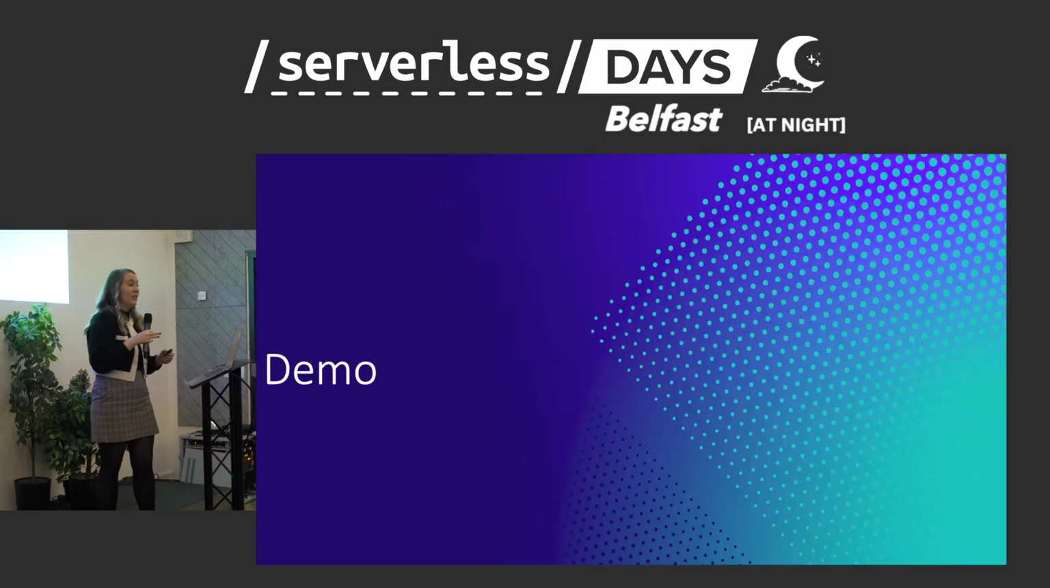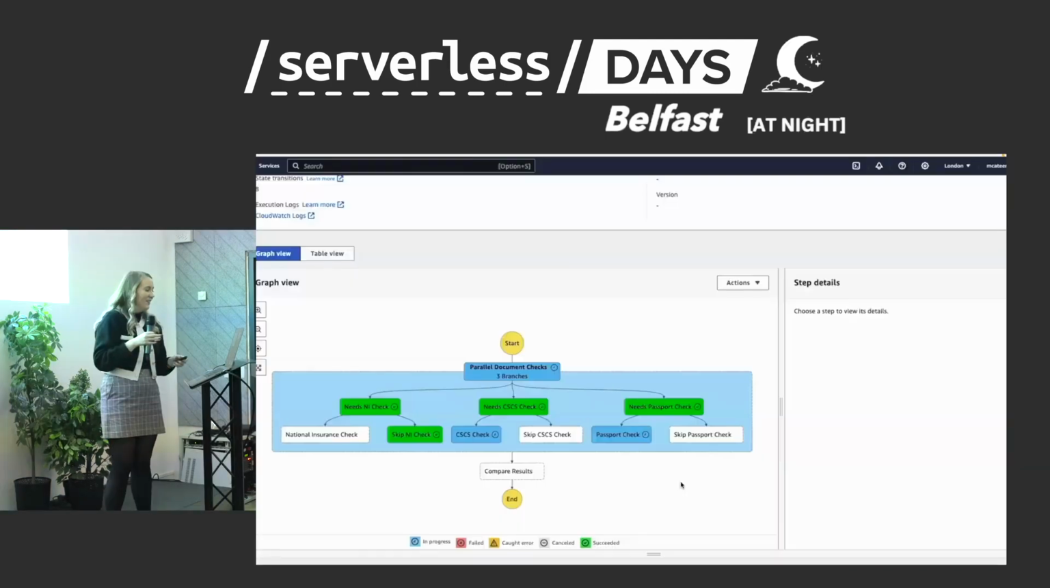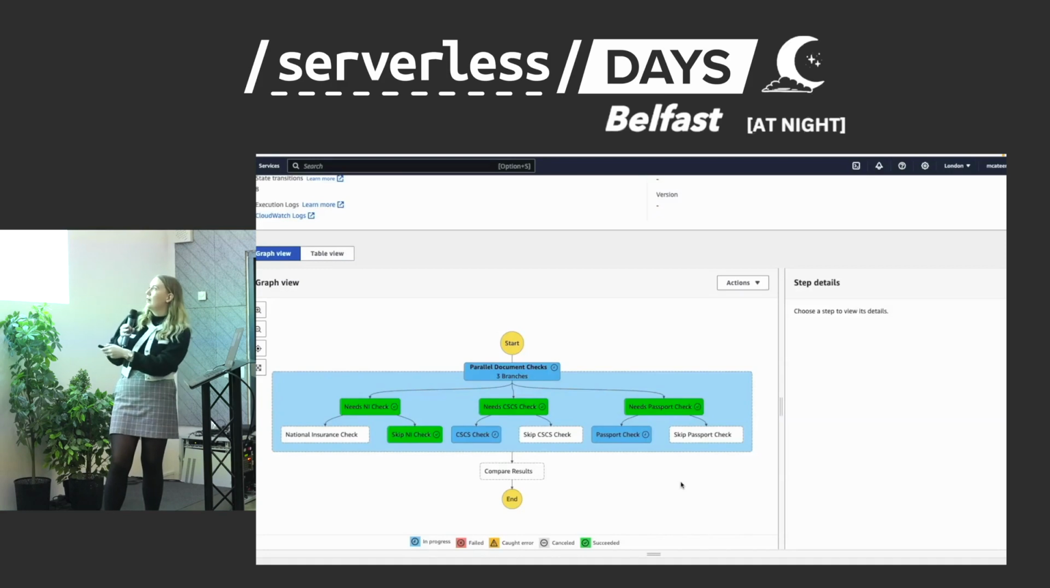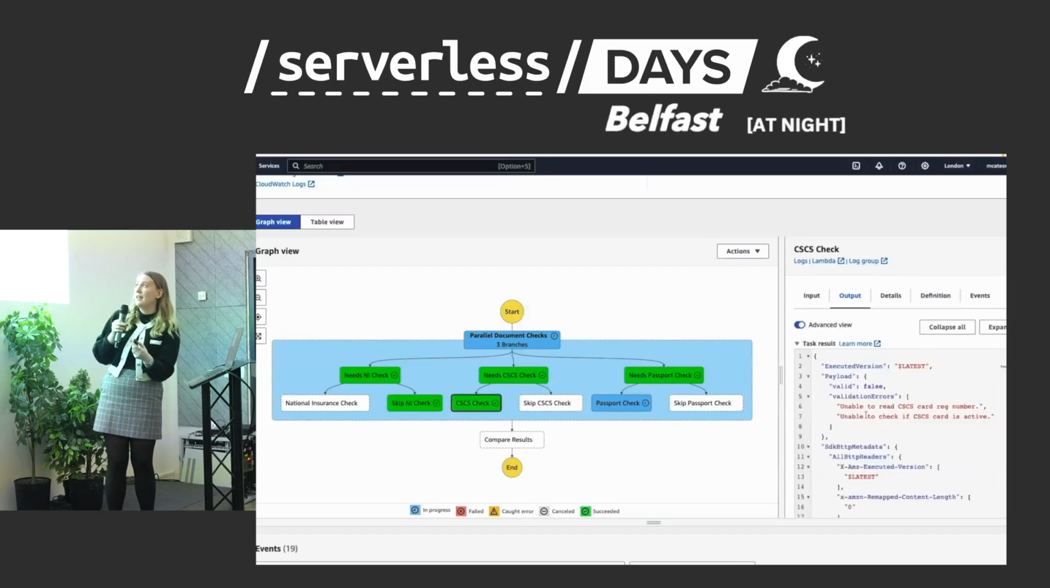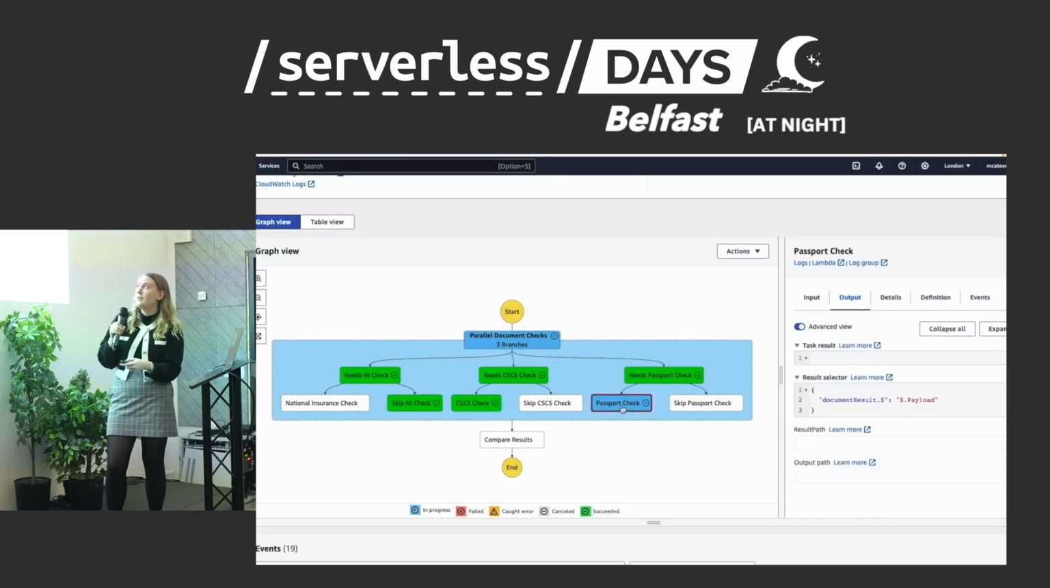So I'm going to show you a bit of a demo of our step function state machine. Again, I've used dummy data, so the different documents do fail. You can see here, once it's processing, it will be in blue, and anything that has succeeded or finished will be in green. Oh, actually, I don't think I've pressed play. Yeah, that's it now. So you can see this one has skipped the national insurance number. It wasn't present. You can see the CSCS check is coming back that it was unable to read the reg number, that it's not valid.